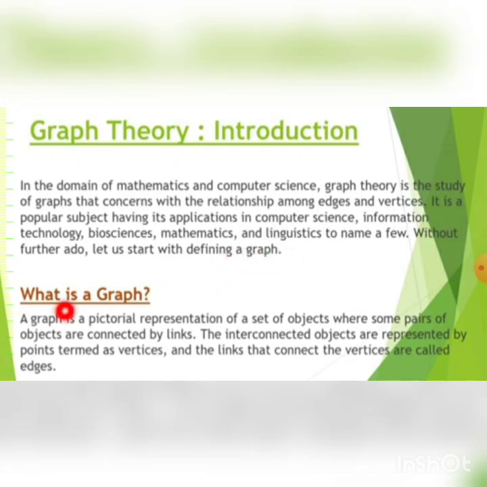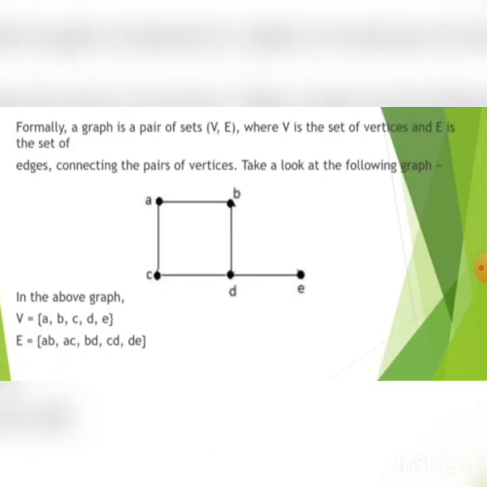What is a graph? A graph is a pictorial representation of a set of objects where some pairs of objects are connected by links. The interconnected objects are represented by points termed as vertices, and the links that connect the vertices are called edges. Formally, a graph is a pair of sets V, E, where V is the set of vertices and E is the set of edges connecting the pairs of vertices.